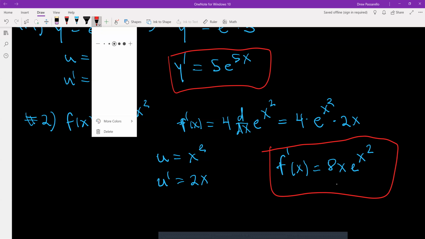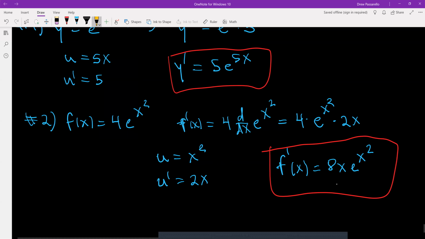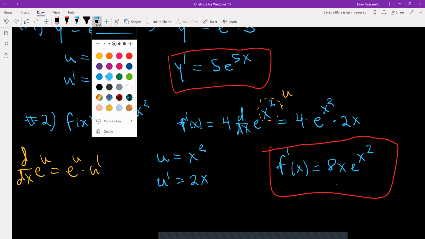Again, we just keep using that same rule. The derivative of e to the u is e to the u times u prime. Our u portion is x squared. So the derivative of x squared is 2x, and then I factored out the 4 in front and focused on taking the derivative of e to the x squared.